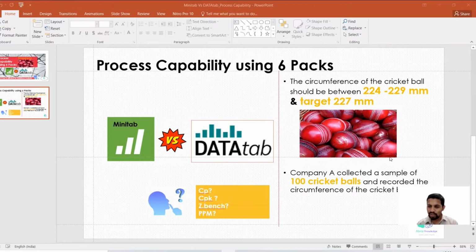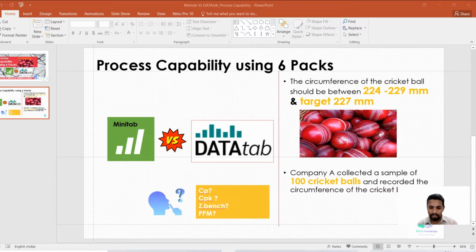So this is the scenario we are going to mull over. The circumference of the cricket ball should be between 2.4 to 2.9 millimeter, that is LSL equal to 2.4 and USL equal to 2.9, and the target is 2.7. Company A has collected a sample of 100 cricket balls, that means N equal to 100. Let's see how we can do it in Minitab, followed by Data Tab.